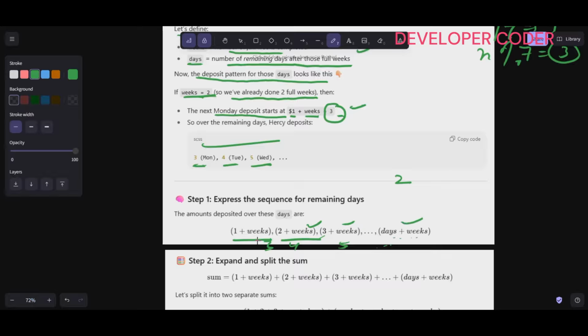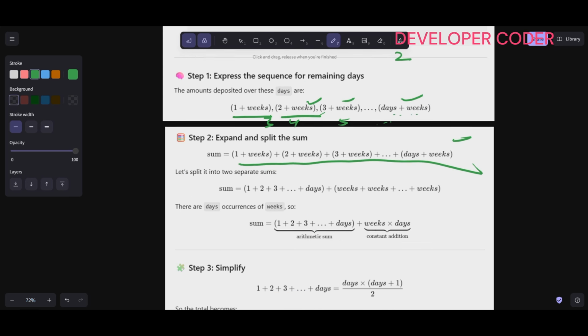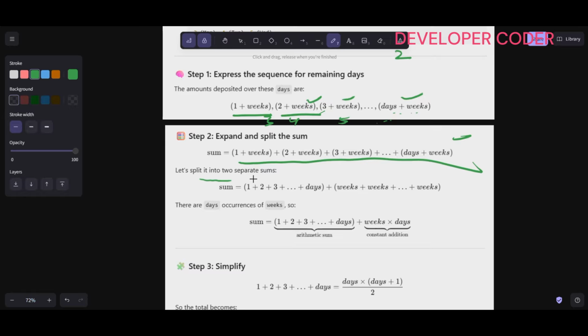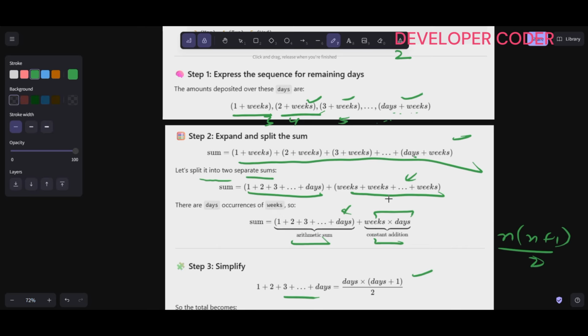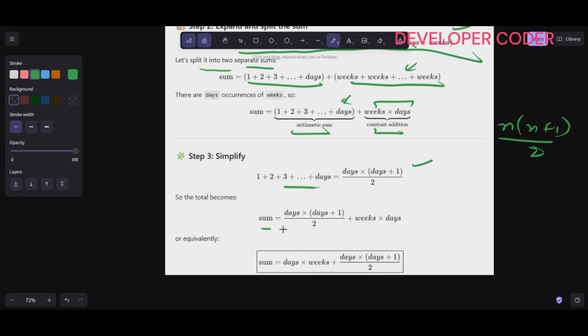If I do the sum of all this, I'm going to write 1 plus weeks plus 2 plus weeks plus 3 plus weeks, like this. Now let's split it into two separate sums. Here 1 plus 2 plus 3, up to days, and weeks added days number of times. So weeks into days is a constant addition, and the other part is an arithmetic sum, where you apply the formula: days into days plus 1 divided by 2, the same n into n plus 1 divided by 2 formula, just with days in place of n. So the sum is days into days plus 1 divided by 2, plus weeks into days. This calculates the total sum for the remaining days.